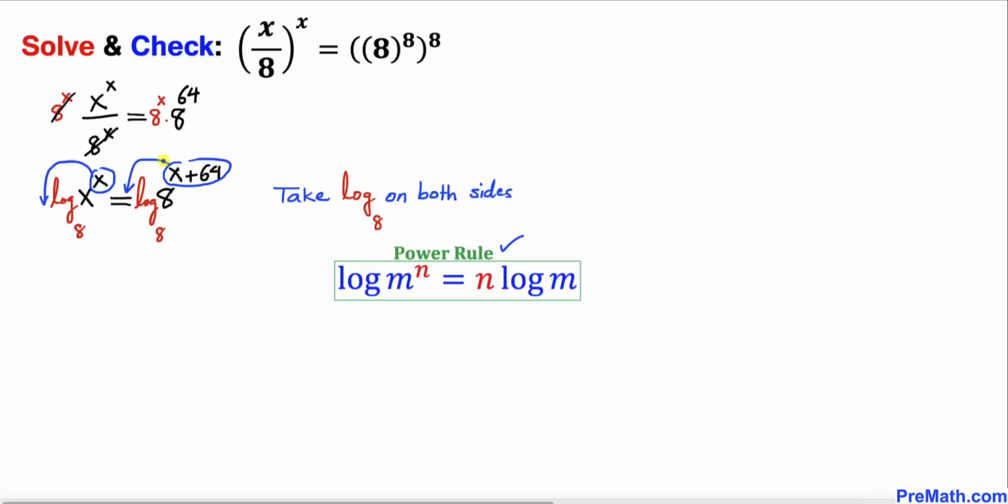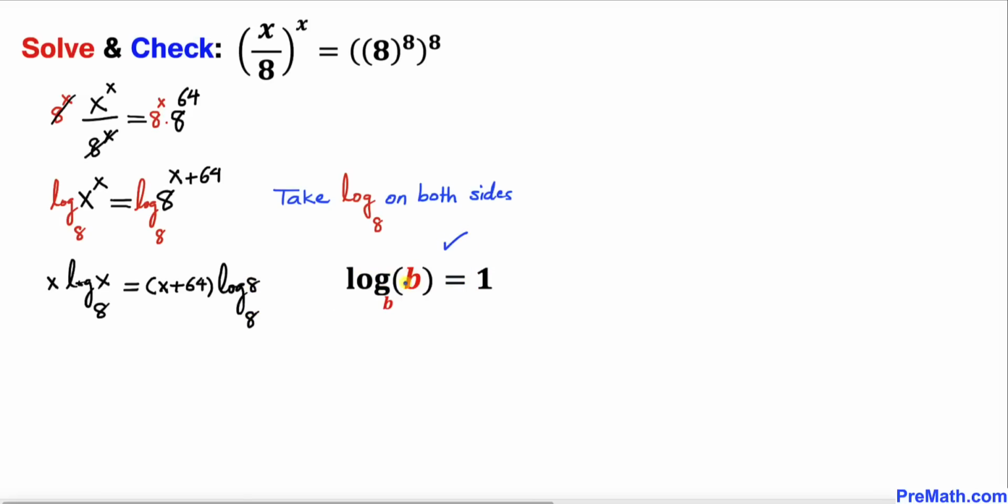According to this rule, we can drag this exponent all the way to the front, and likewise this exponent to the front as well. So therefore our equation could be written as x times log of x with the base 8 equals to, on the right hand side, this x plus 64 is going to show up in the front, and then we are going to have a log of 8 with the base 8. And now let's recall this basic rule. As long as this base and this argument are the same, this is always equal to 1. So therefore this log of 8 with the base 8 is going to be equal to 1. So we can write our equation as x times log of x with the base 8 equals to x plus 64, and then this is just simply 1.